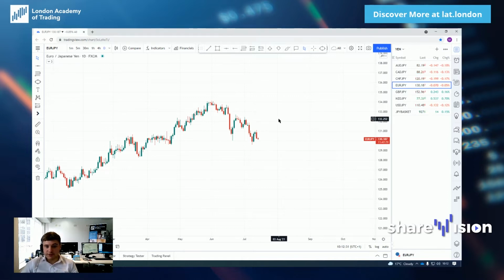I'll just bring you over here to the charts, look at the chart of Euro Yen to walk you through a setup that I took yesterday and the reasoning behind taking that setup.